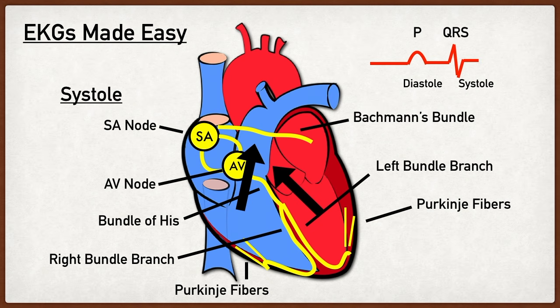Once the right ventricular pressure falls below the pulmonary artery, it's going to close the pulmonic valve. And once the left ventricular pressure falls below the aorta, it's going to close the aortic valve. And this is going to stop that blood flow from exiting the right and left ventricle.